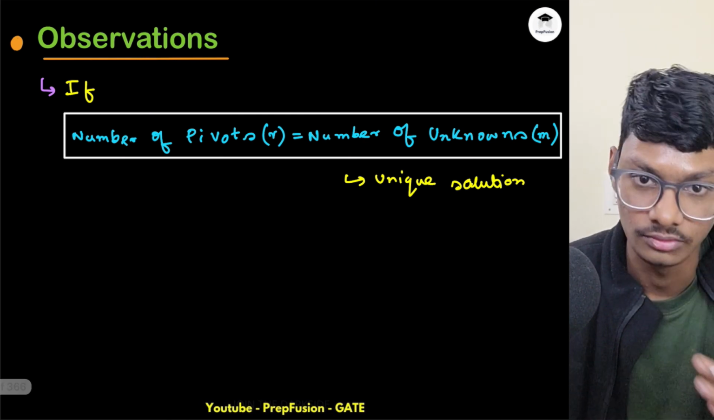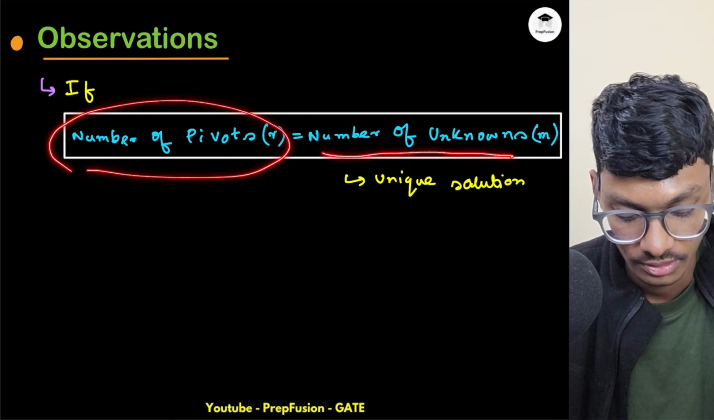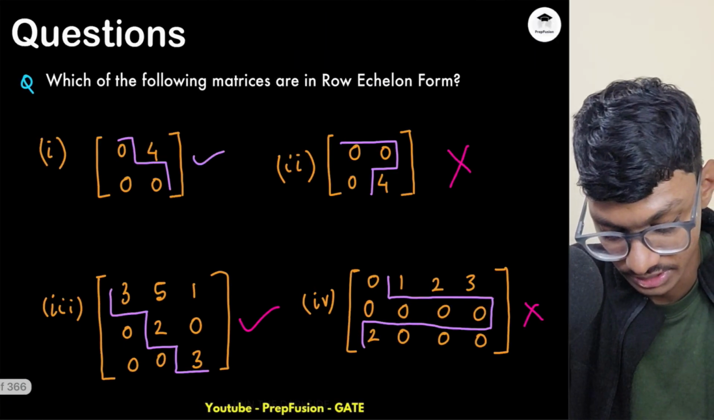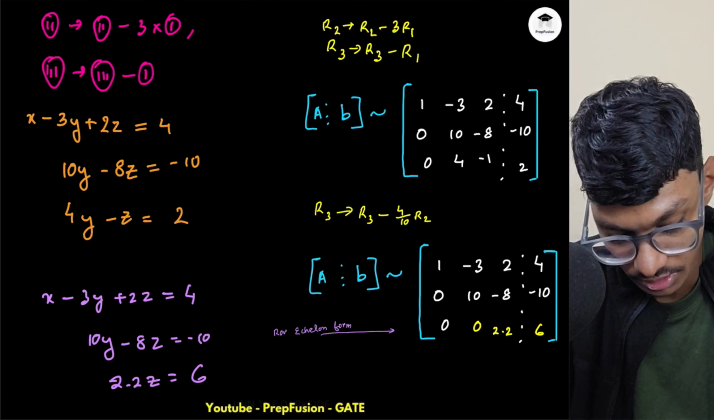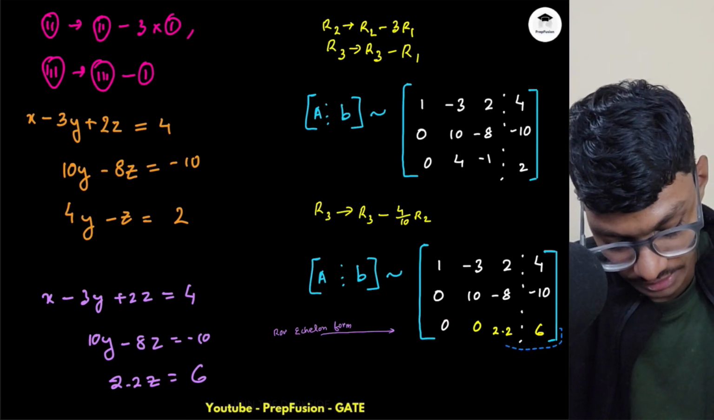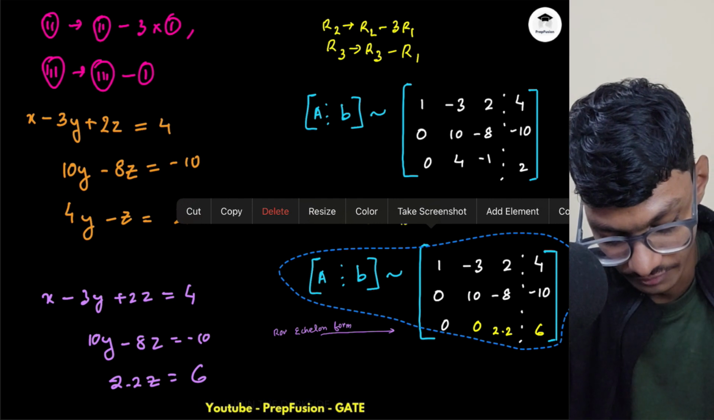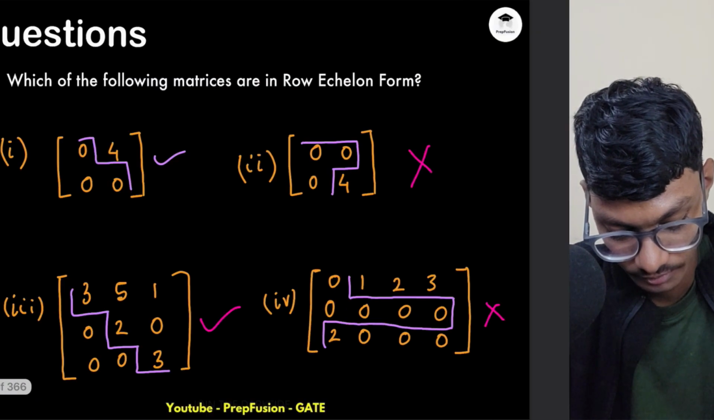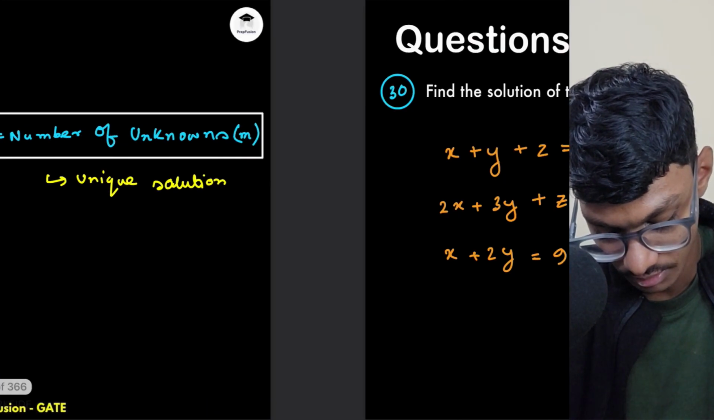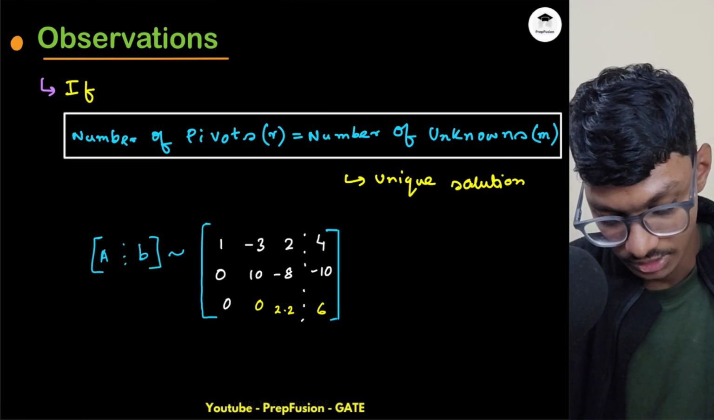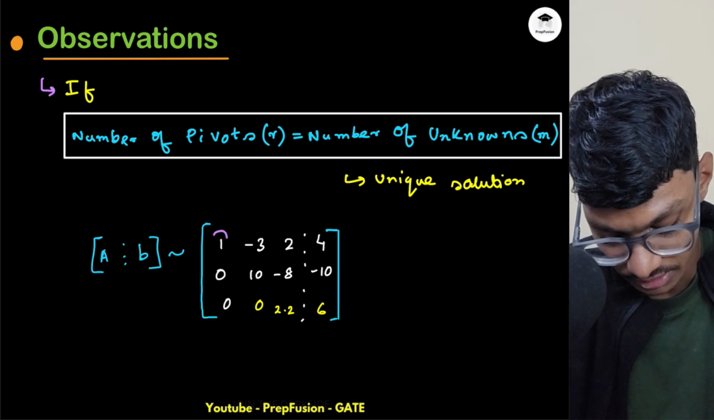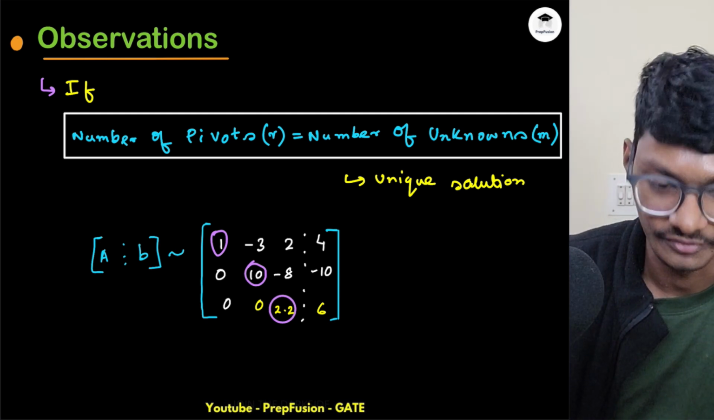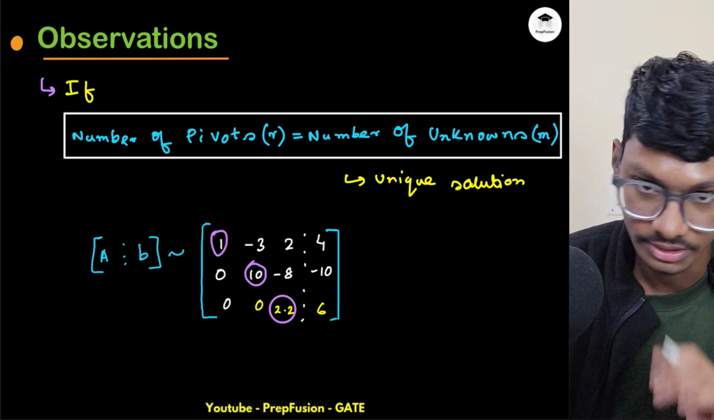A few observations: the number of pivots was equal to the number of unknowns. What is this observation? If I copy this augmented matrix in which we got the unique solution, tell me how many pivots do we have. This is in the row echelon format, and how many pivots do I have? This is a pivot, this is a pivot, and this is a pivot. This is not in the reduced row echelon format, but that is fine.